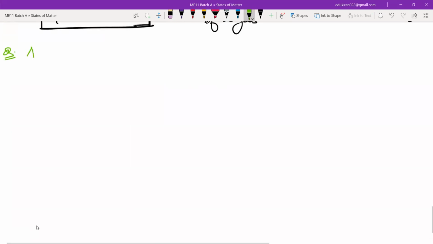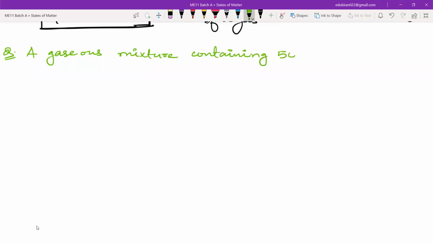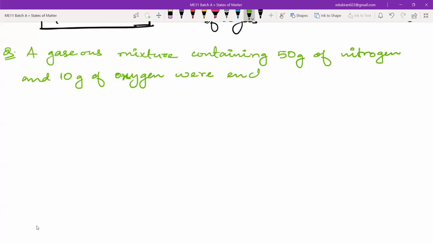Write a question. A gaseous mixture containing 50 gram of nitrogen and 10 gram of oxygen is enclosed in a vessel of 10-liter capacity at 27 degrees Celsius.